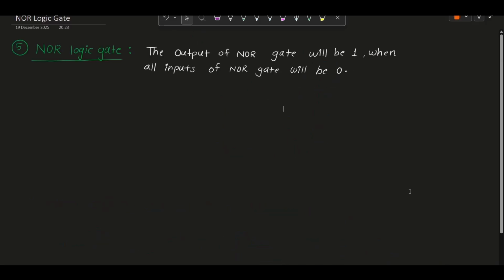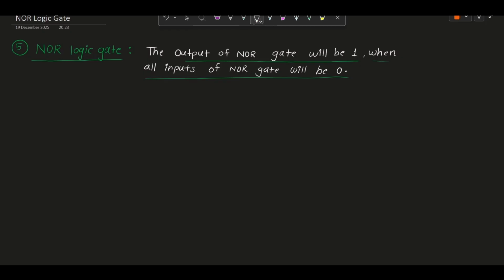Let's see the NOR gate. It is also known as the complement of the OR gate, which we will see in the functionality and the truth table as well. First, we will observe the output behavior of the NOR gate. The output of the NOR gate will be 1 when all inputs of the NOR gate are 0. So from here we can say one thing about the NOR gate: when all inputs are 0, then only the output of the NOR gate will be 1.